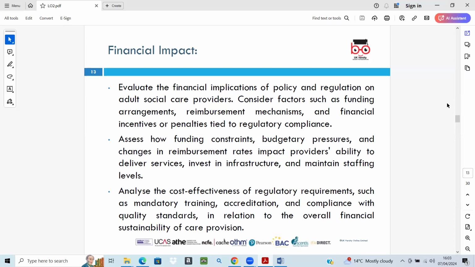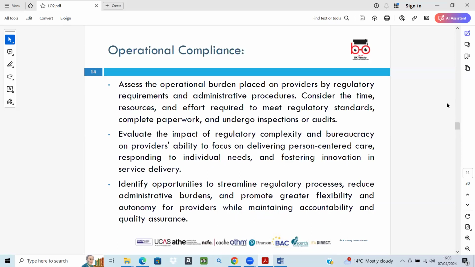Then operational compliance. Now we have the operational compliance, and we need to assess the operational burden placed on providers by regulatory requirements and administrative procedures, and evaluate the impact of regulatory complexity and bureaucracy, and identify opportunities. For the operational compliance, we need to evaluate the time, resources, and effort required for providers to meet regulatory standards.